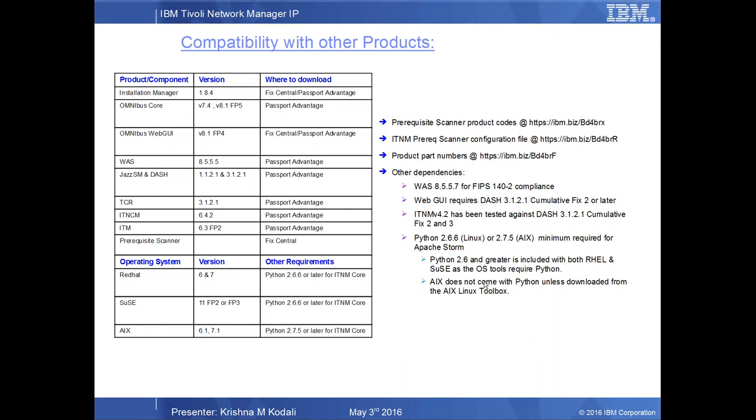The ITNM configuration file isn't there in that bundle, but you can download it from the URL listed here and copy it into that folder before running the prerequisite scanner. The operating systems we support are Red Hat 6 and 7. No Solaris and SUSE, or AIX 6.1 and 7.1. One operating system requirement for ITNM is that you need to have Python. That's because of the Apache Storm that was introduced in 4.2. We'll cover that in the coming slides.